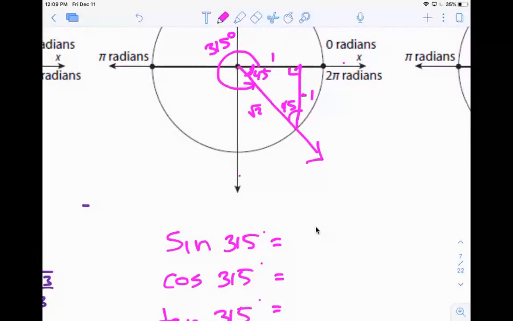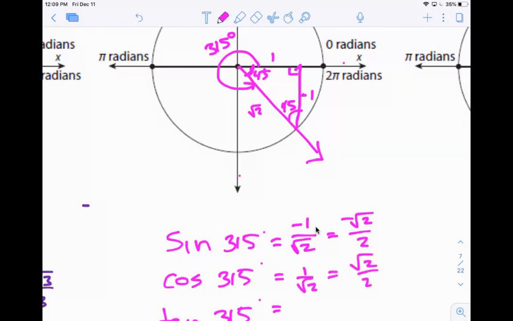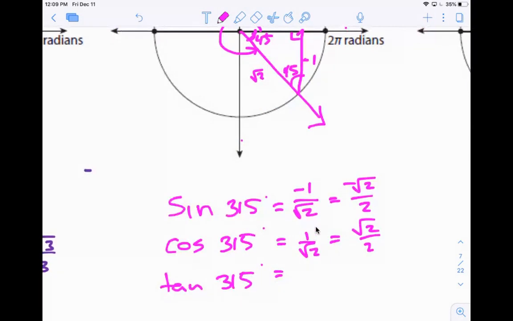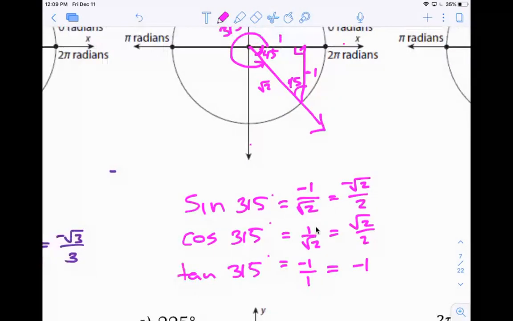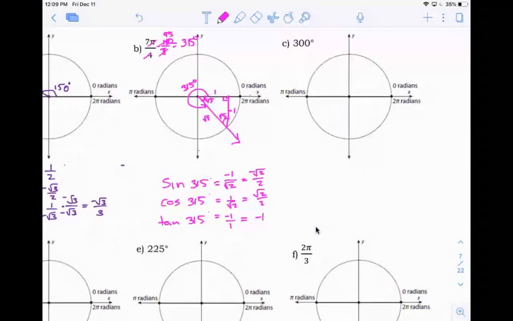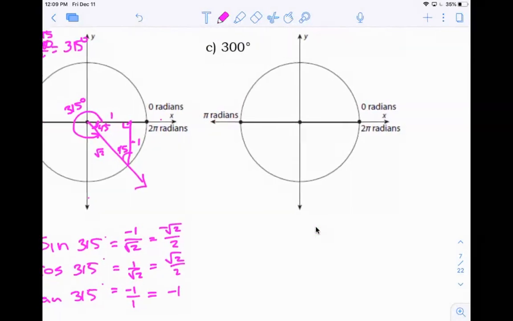All right, sine would be opposite, negative 1, over hypotenuse. Rationalize, you get negative root 2 over 2. Cosine would be adjacent over hypotenuse. Rationalize, you get a positive root 2 over 2. And tangent would be opposite over adjacent, or negative 1. Cool, we have those three. Moving right along to 300.